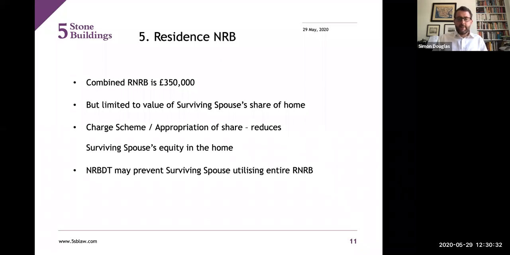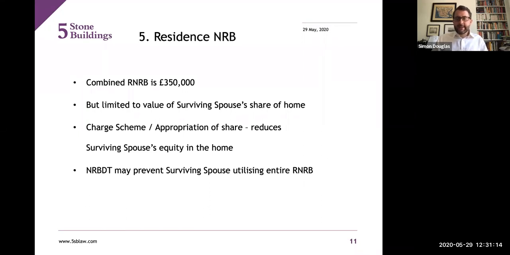The problem with the residence nil rate band, though, is that it's limited by the value of your home, or specifically the value of your equity in your home. So if the value of the surviving spouse's share of the home is only worth £200,000, then that means that they will lose part of their residence nil rate band allowance.